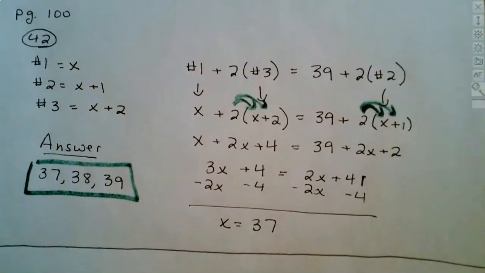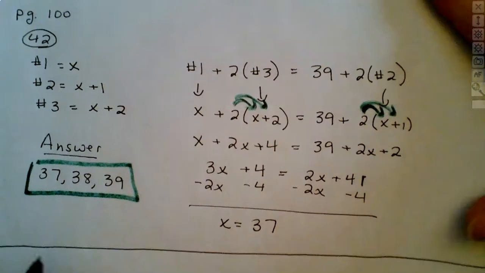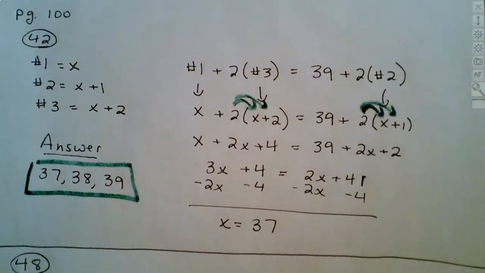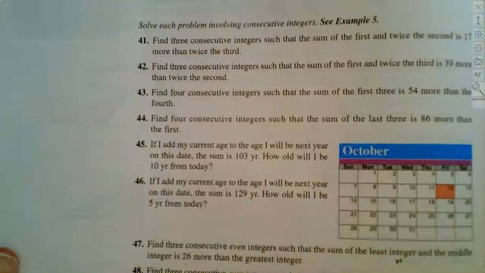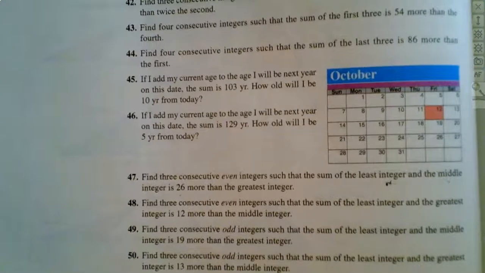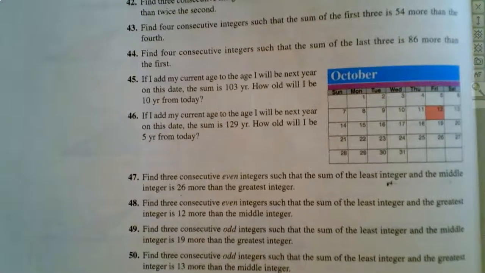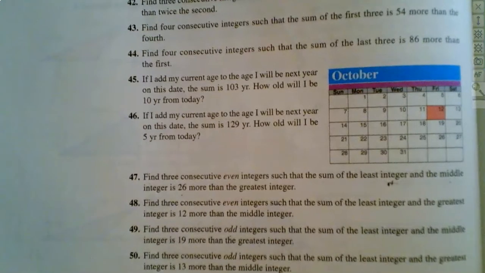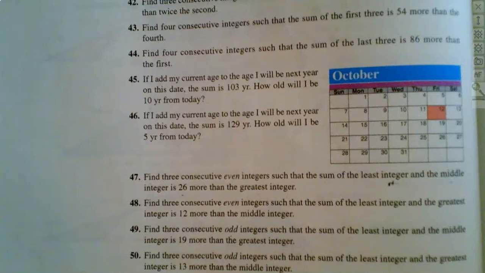Now let's do another one. This one's going to be even. So 48. Question 48 says, find 3 consecutive even integers such that the sum of the least integer and the greatest integer is 12 more than the middle.